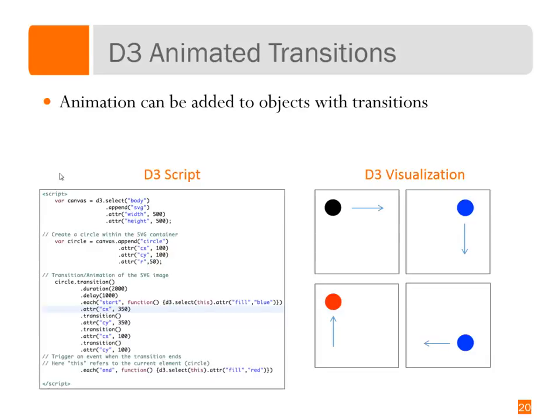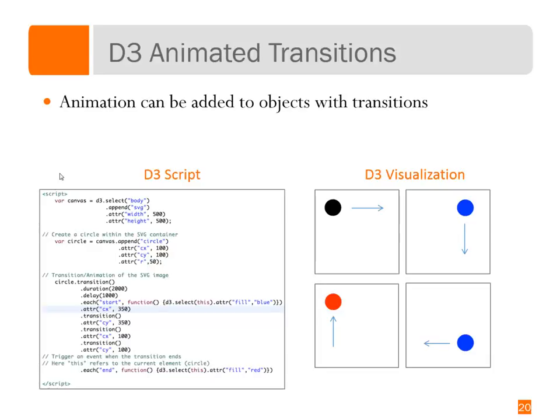So we're going to start this particular function. We're going to ask D3 to select it and fill it with blue. So after we've engaged this transition, fill it with blue. Then we have an attribute. We're going to change where it is on the x-axis, and we're going to move it over to 350. So remember, it started at 100, so we're going to move it over to 350. Then we're going to change where it is on the y, so we're going to move it down to 350.